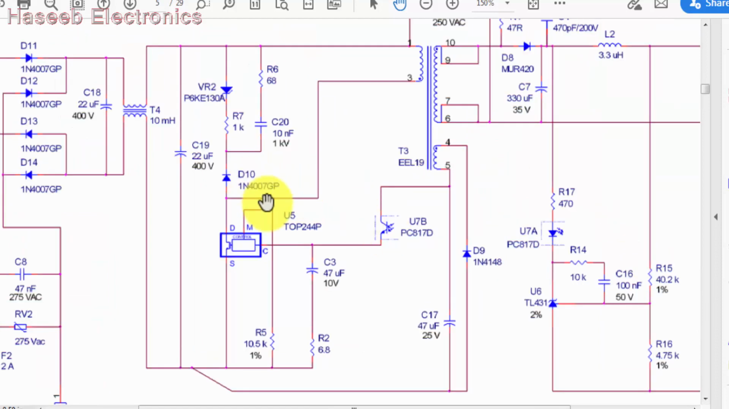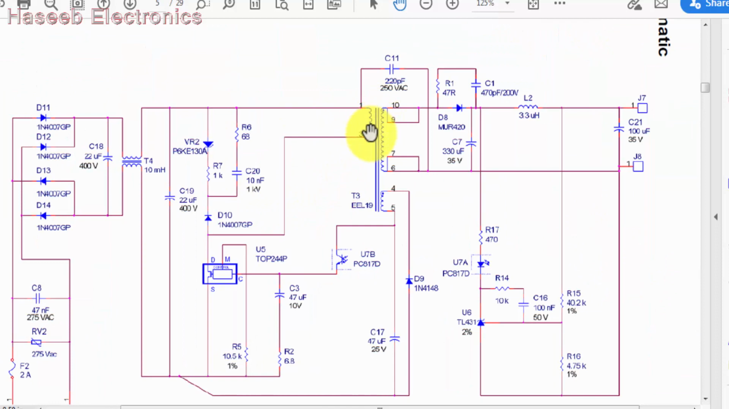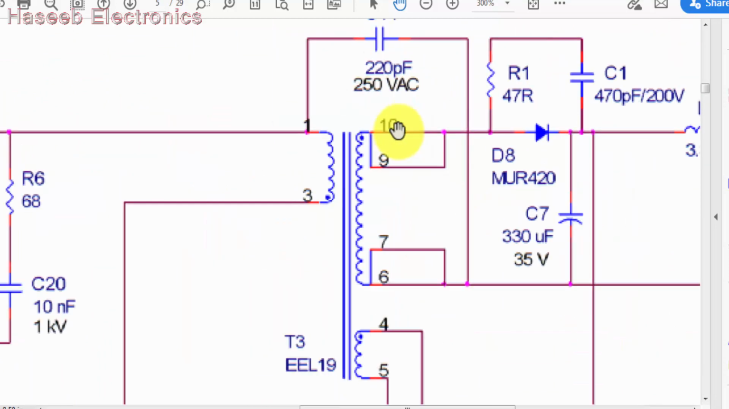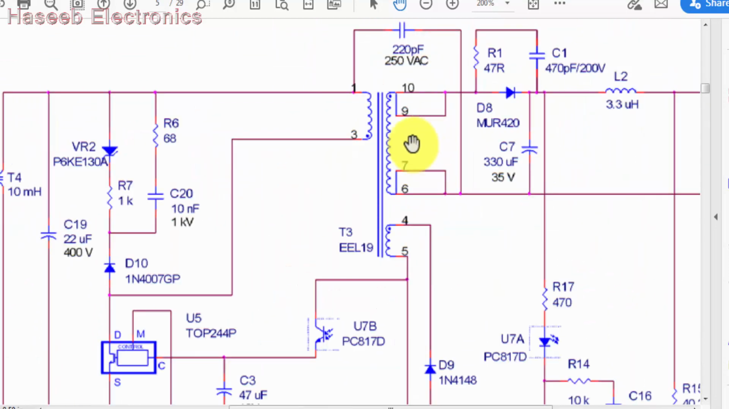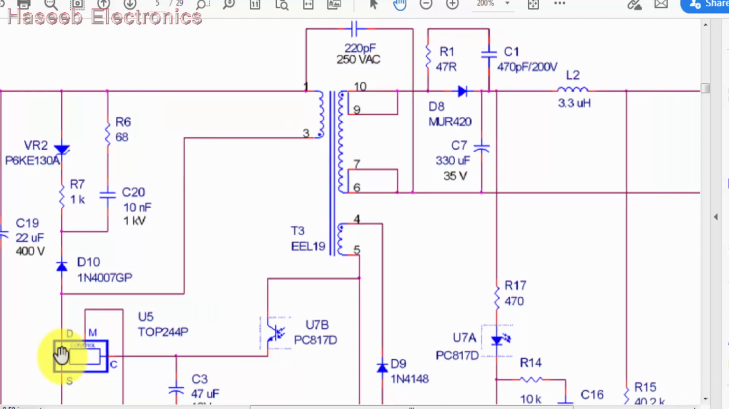When this IC starts switching, it will build a magnetic field in the primary. It is a flyback design because this IC is used in flyback configuration. In a flyback design, when it switches, it will store energy in the primary. When the pulse turns off, when the IC stops switching, the magnetic field will collapse. When it collapses, it will induce voltage in the secondary, and it will also induce voltage in the auxiliary winding.